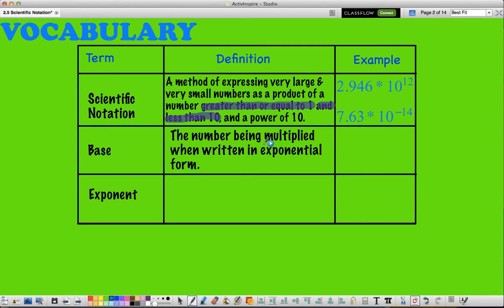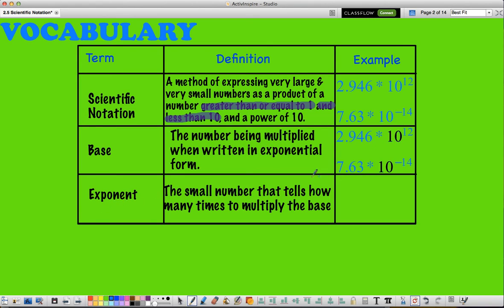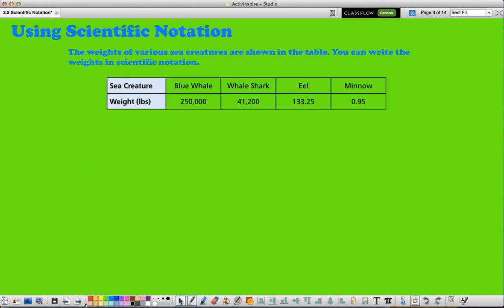Your base is the number being multiplied. In this case, your base is the 10, and your exponent is the small number that tells the base how many times to multiply itself. So in this case, the 12 and the negative 14. When we talk about scientific notation, your base is always 10. And your exponent is going to be either positive or negative, and it's telling you how to move your decimal and whether to multiply or divide.